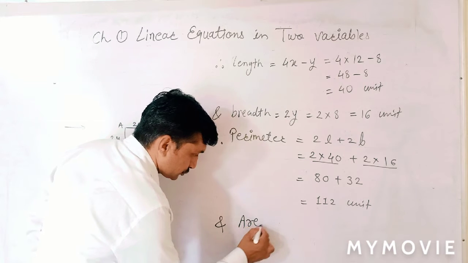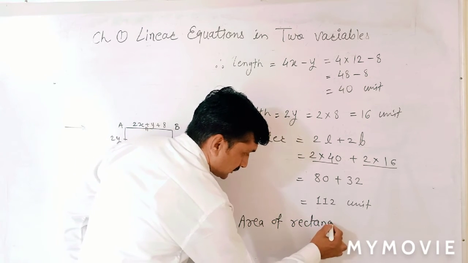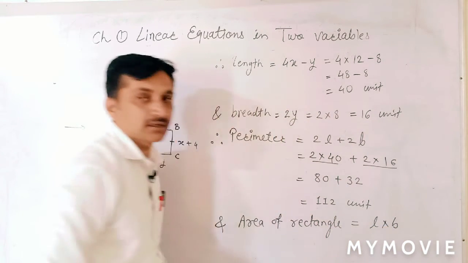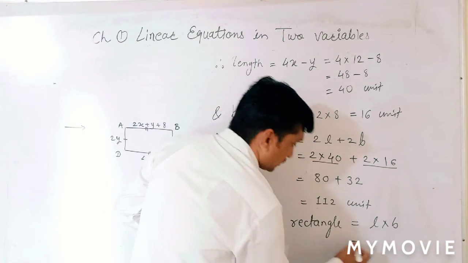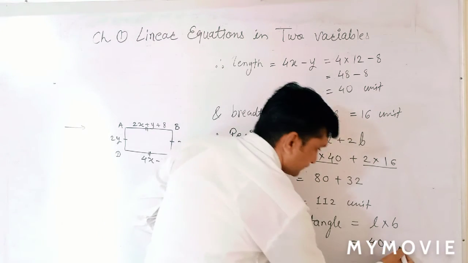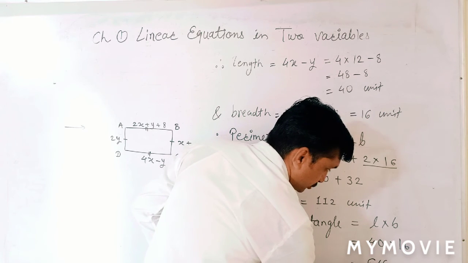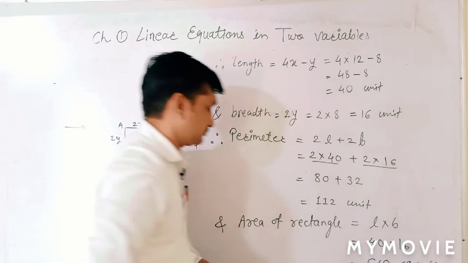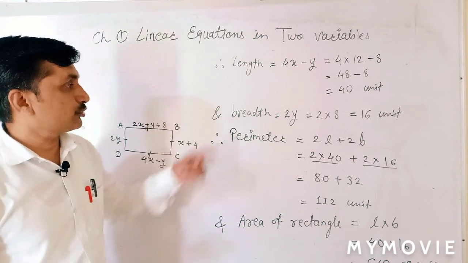Now one more value, that is to find the area. Area of a rectangle. That formula you also know. What is the formula? L into B, length into breadth. Again, length 40 multiplied by breadth 16. 16 fours are 64 and this 0, and the unit of area is square unit. In this way we got both the values.